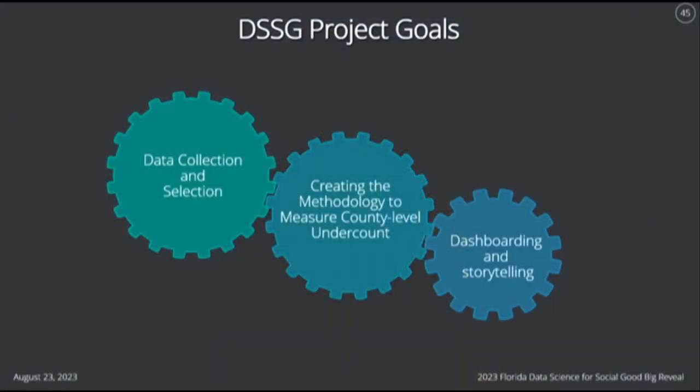So, our DSSG project goals, based on the data we found. By the Texas report or Texas methodology, we take it as our base. So based on the data, we have been looking into the measures of what we can do. And we intended to find a county-level undercounting population-wise methodology to provide to the Florida FPN network. And lastly, we have kept in mind the dashboard and the storytelling.